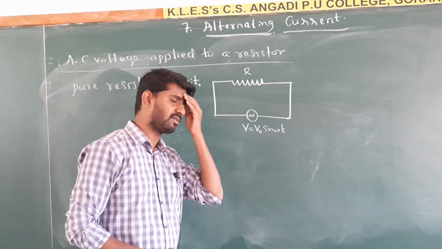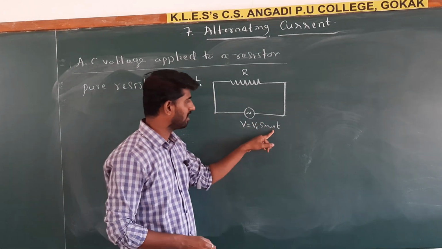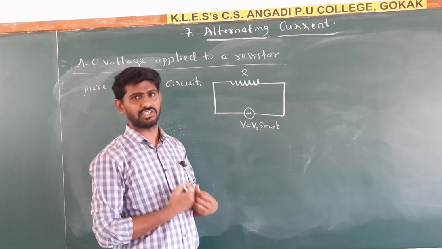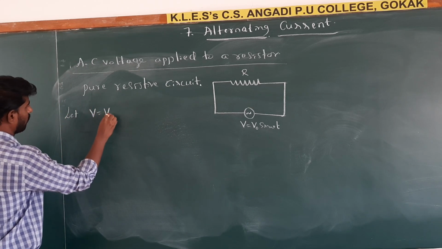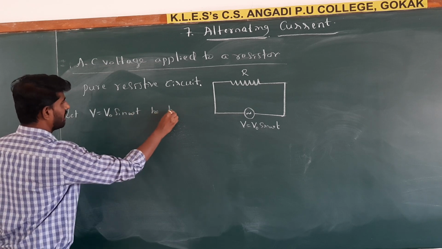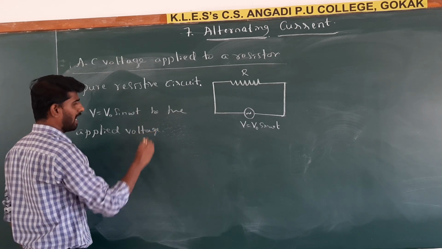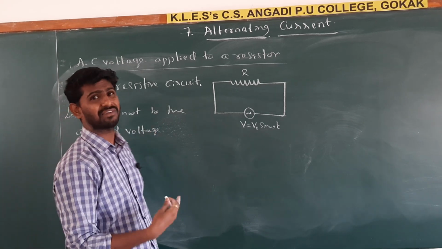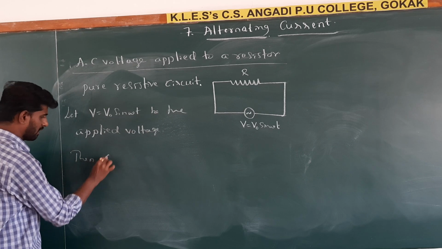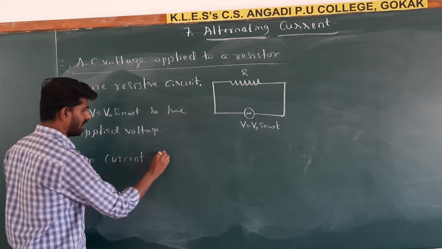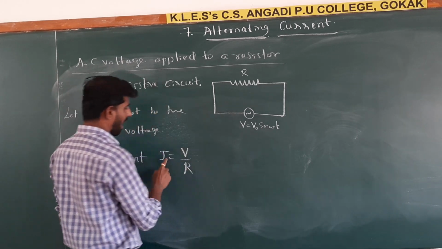Okay, here how we check is, if we apply a particular voltage with a particular phase, then what should be the value of current, we have to find out. Okay, so let V equal to V naught into sin omega t be the applied voltage here. Next, what may be the value of current in the circuit? If you want to get the current, then the current equation, I is equal to V divided by R. Okay, I equal to V divided by R.